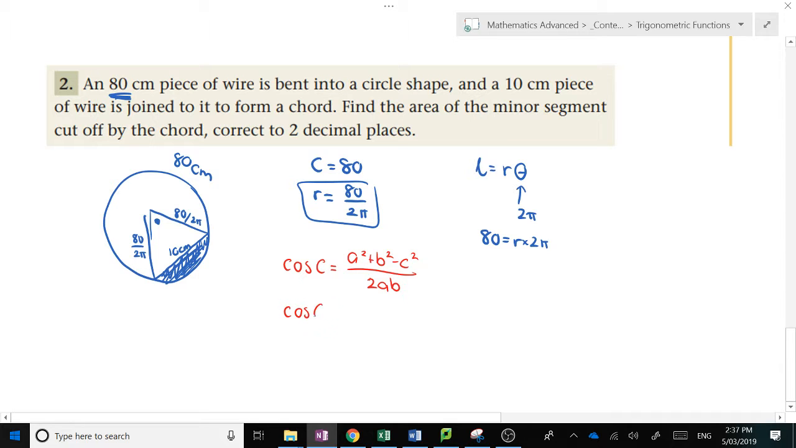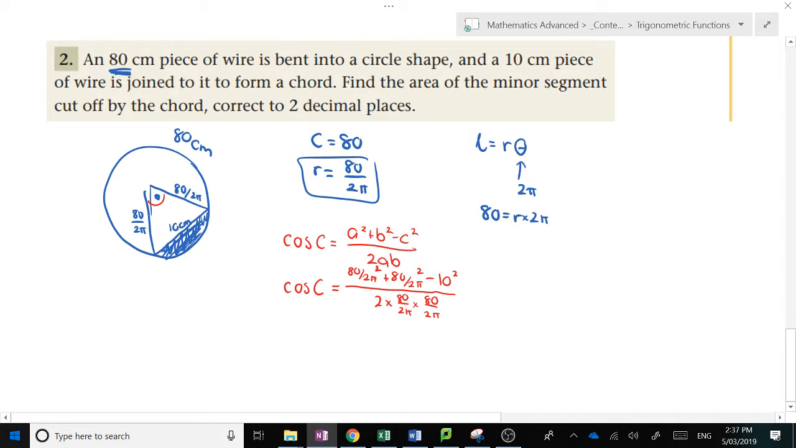So we have, this is us finding this angle in here now. This one's a long question. So a is 80 on 2 pi plus 80 on 2 pi minus 10 squared, minus 2 times 80 on 2 pi times 80 on 2 pi. Isn't that the nicest looking thing? No. C is this angle in here. Okay?